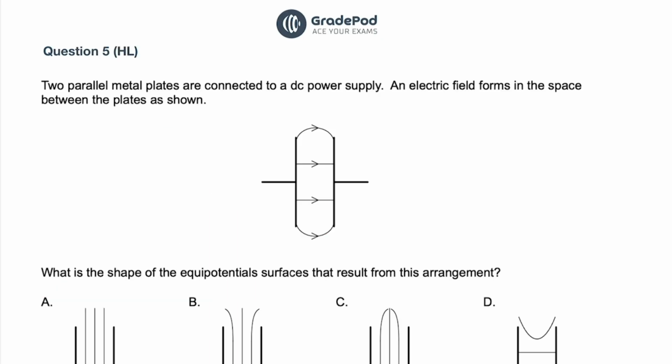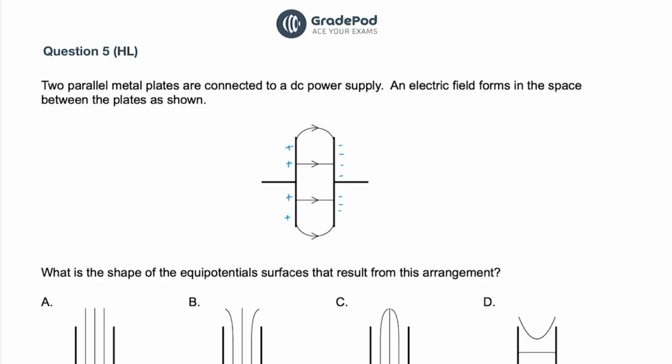Question 5, and this is higher level only. 2 parallel metal plates are connected to a DC power supply. An electric field forms in the space between the 2 plates as shown. We can see here that this is a positive side and this is a negative side, and we know that because the electric field strength is going from positive to negative.